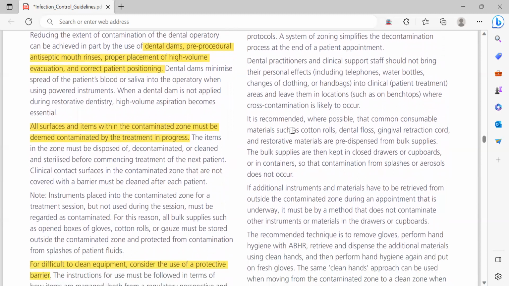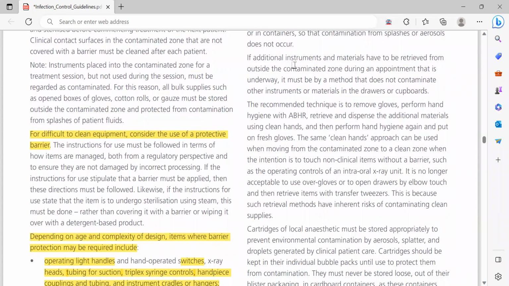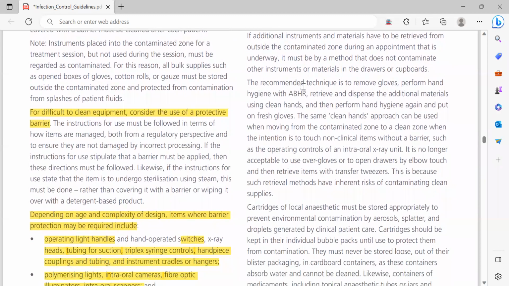For example, cotton rolls, dental flosses, gingival retraction cord, and restorative materials should be pre-dispensed from the bulk supplies. If additional instruments and materials have to be retrieved from outside the contaminated zone during an appointment that is underway, the recommended technique is to remove the gloves, then perform hand hygiene, retrieve the instrument and dispense the additional material using clean hands, and then perform hand hygiene again and put on a fresh glove.